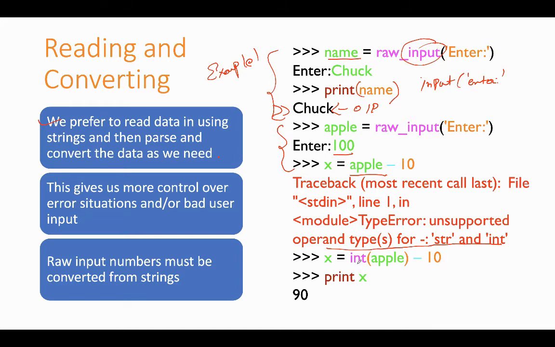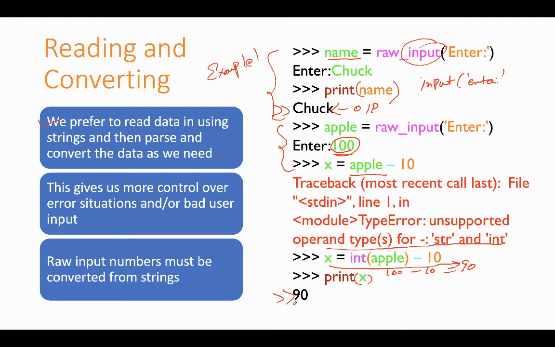Okay, int(apple) minus 10. What is the apple value you have read here? It is 100. So 100 minus 10 leads to the output 90, which is stored in your x value. Then you print x, and it returns the output 90.